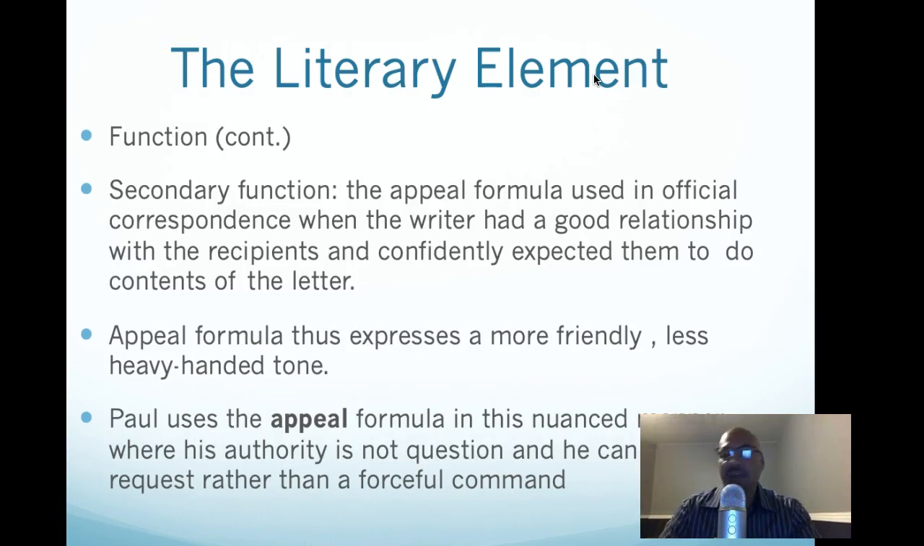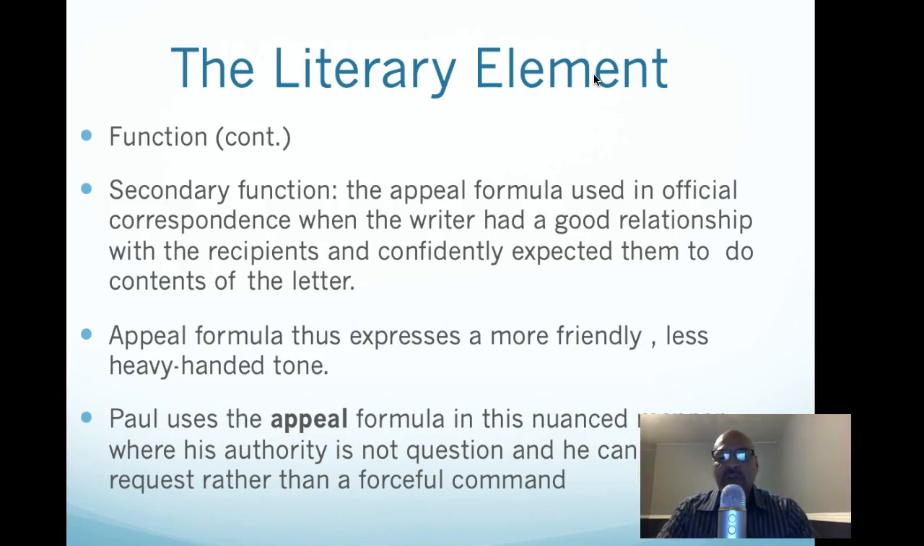Now watch this. Function continued. The secondary function, the appeal formula, is used in official correspondence when the writer has had a good relationship with the recipients and confidently expects them to do the content of the letter. In other words, when Paul was comfortable with them, Paul started putting more pressure on them. He started putting the gun to the head. He started pulling out his gun and putting it on the table and letting them know that there are some things that you have to do. Because of the relationship, because of his apostolic covering over them in Paul's letters, he used a stronger sense, if you will. Somebody that is very close to you can tell you things that are stronger than a stranger can.